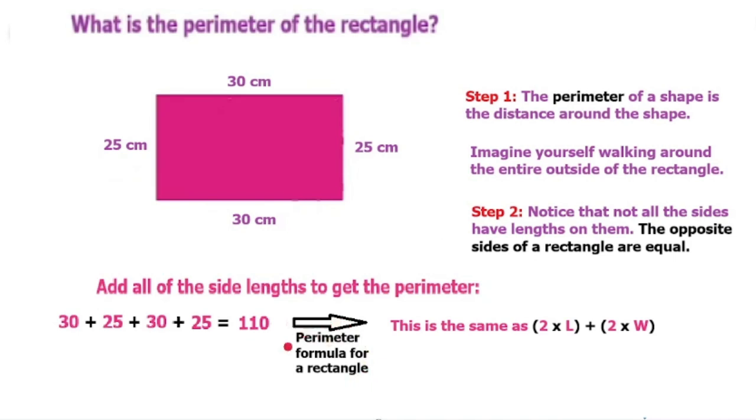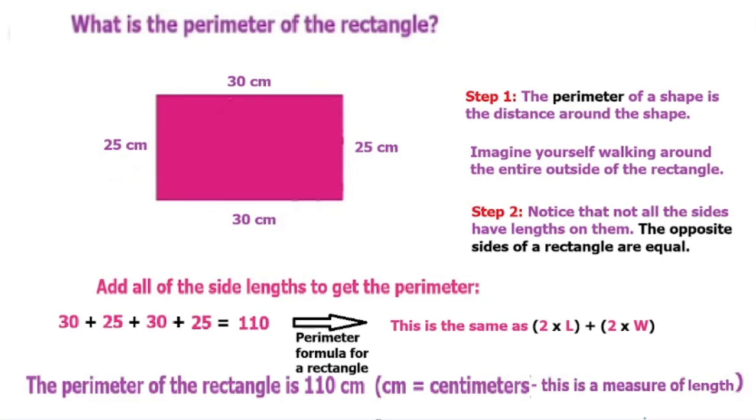And then you need to understand that the perimeter formula for a rectangle is this: 2 times the length plus 2 times the width. So you do these operations in brackets first, and then these operations in brackets. And that's how you get the perimeter of a rectangle. So finally, the perimeter of the rectangle is 110 centimeters.